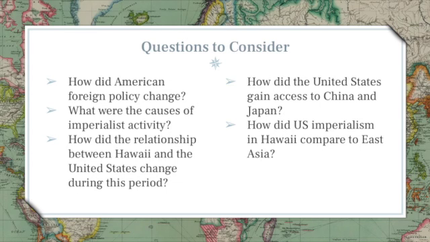So, some questions to consider. How did American foreign policy change? What were the causes of imperialist activity? How did the relationship between Hawaii and the United States change during this period? How did the United States gain access to China and Japan? How did U.S. imperialism in Hawaii compare to East Asia? So go ahead and pause the video for a bit, talk about these questions with the people around you, and then you are going to do quiz 23A. Good luck.